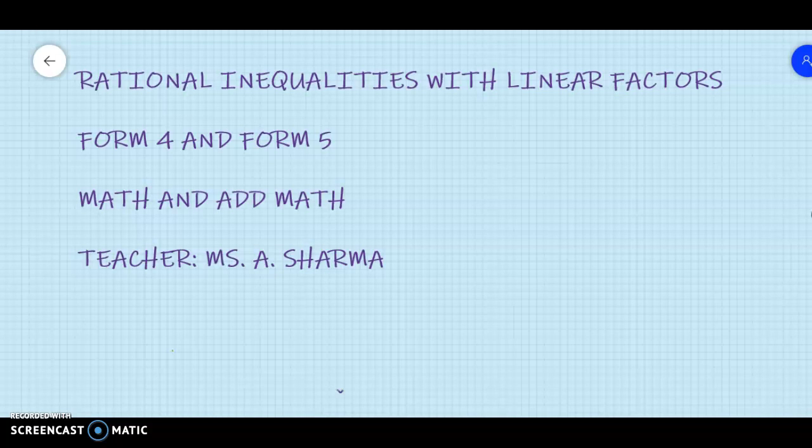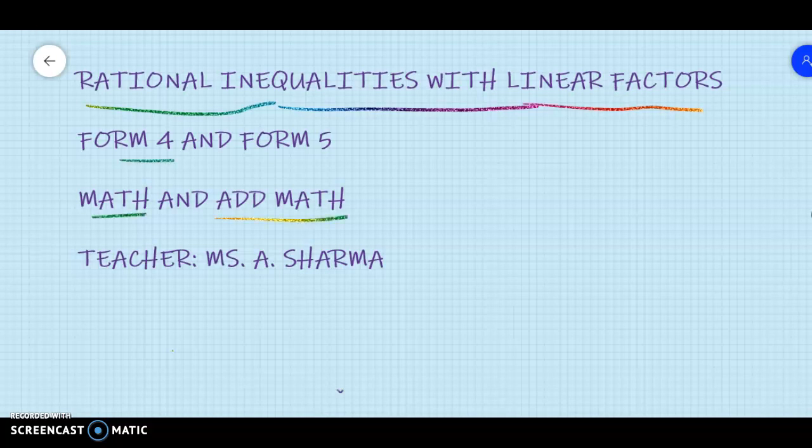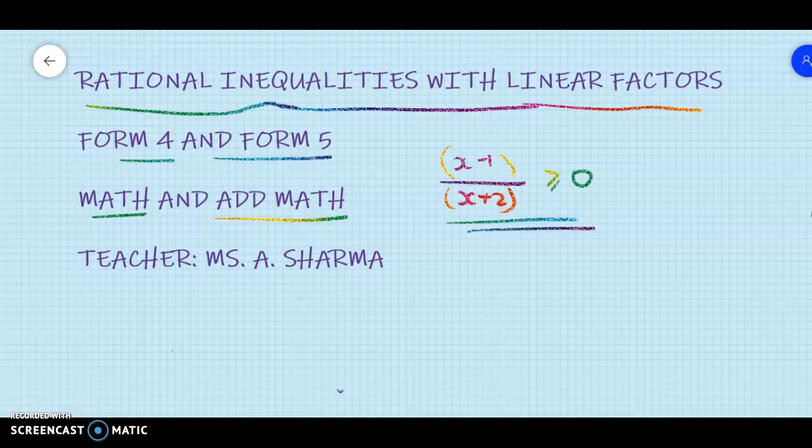In this video, I'm covering the topic of rational inequalities with linear factors. It's really covered in Additional Math, sometimes in Math. It's covered in Form 4 and Form 5, right? Now, some of you may say, Miss, I don't understand what you're talking about. It simply means I'm doing fractions, like things that look like this, stuff greater than or equal to 0, and so on. These are the type of questions I'm going to do. So please stay tuned where I'm going to cover a few questions and their detailed solutions.